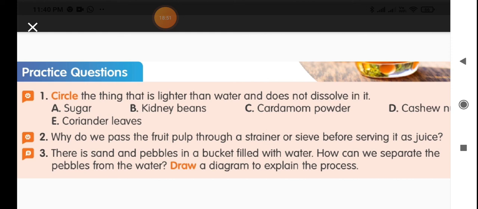Draw the diagrams of these three methods, sedimentation, decantation and filtration, in your notebook and label the diagram, children.